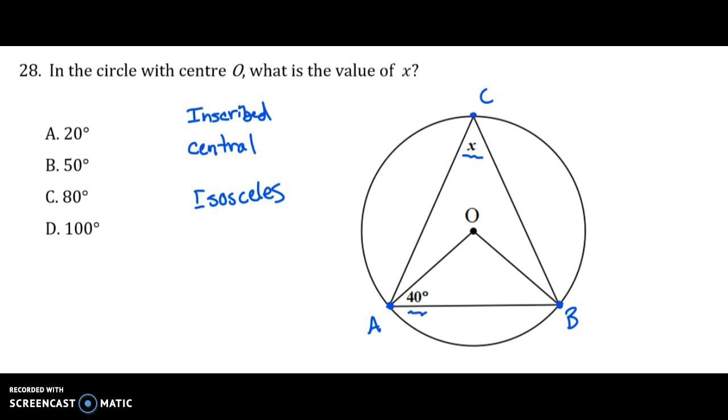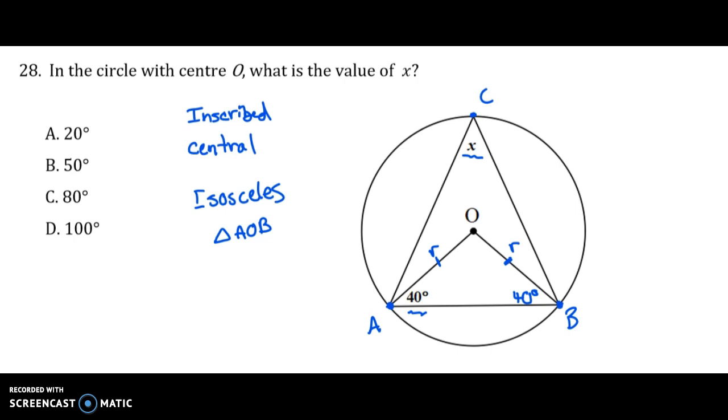Now, from point A to O, we can see we've got a radius. And from B to O, we've also got another radius. So, we know this side is equal to this side, which makes triangle AOB isosceles. Now, the base angles of all isosceles triangles are equal. So that allows me to put 40 degrees here for angle B, because we have 40 degrees for angle A.